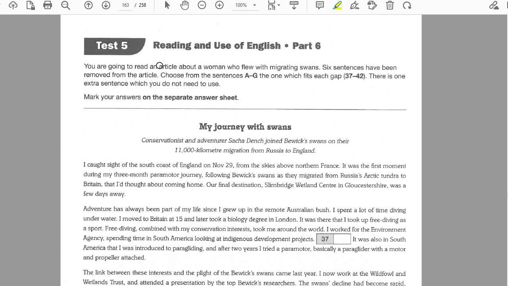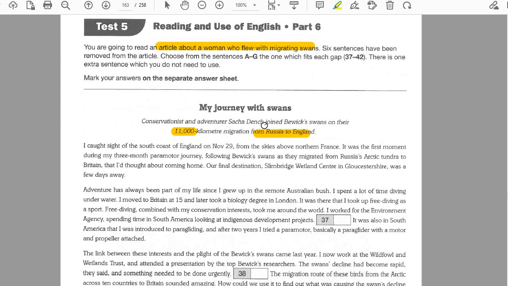So first of all, a woman who flew with migrating swans. You read the title, and this information is enough for you to know what this is about. From Russia to England, 11,000 kilometers. So how did she do it? You'll find out, but you have the basic idea. Procedure for this: you start reading.